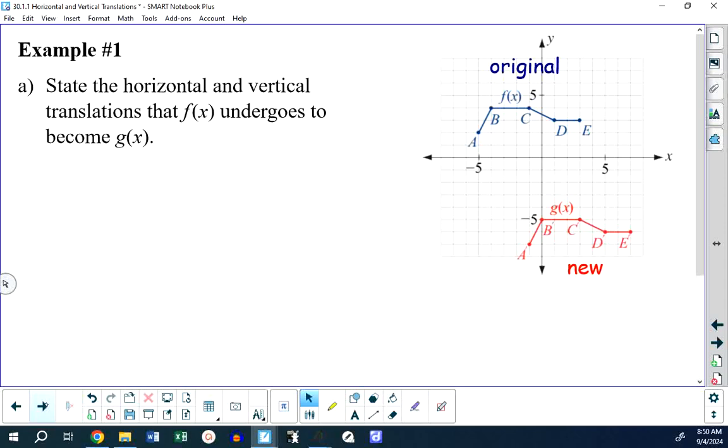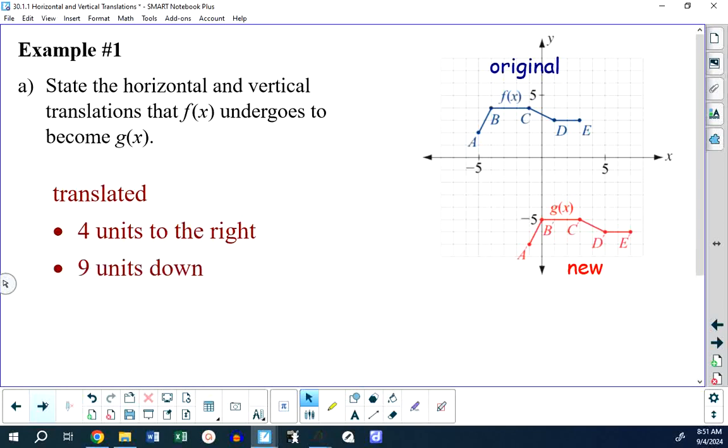State the horizontal and vertical translations that f of x undergoes to become g of x. So I want everybody to take 10 seconds and figure out how far to the left or right, that's what the word horizontal means, f of x moves, and how far up or down, up and down means vertical, it moves to become g of x. I think this is pretty straightforward. It's translated 4 units to the right and 9 units down.